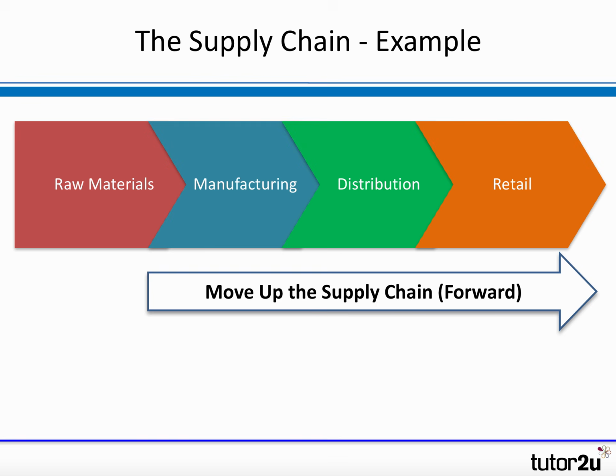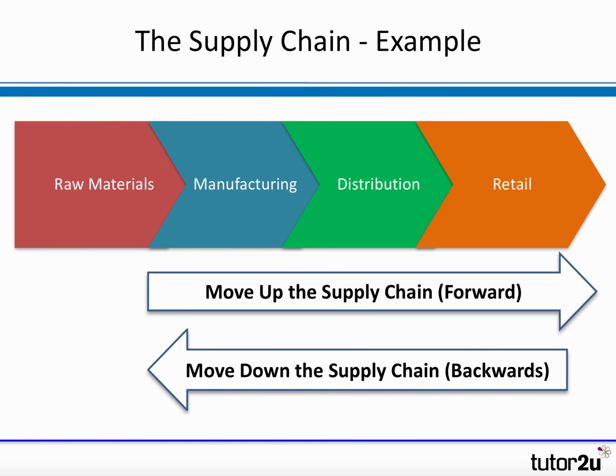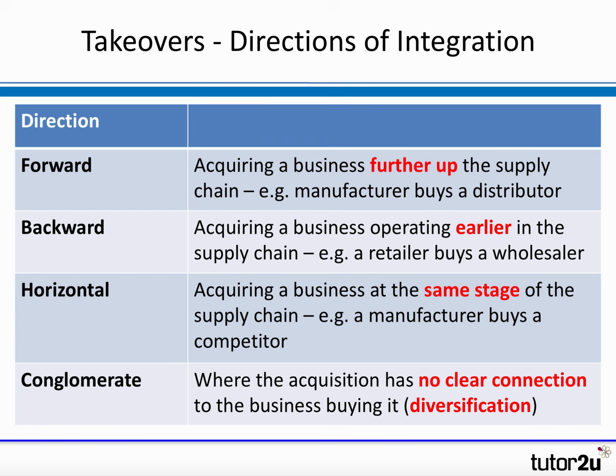And in terms of integration, a business may decide to try to move up the supply chain or forward. Of course, it could also move down the supply chain or backwards. So in terms of takeovers, let's just quickly define what these terms mean and then give you a couple of examples to illustrate them. In terms of forward integration, what we're looking at there is moving up, moving forward through the supply chain. For example, a manufacturer deciding to buy a distributor of its products.